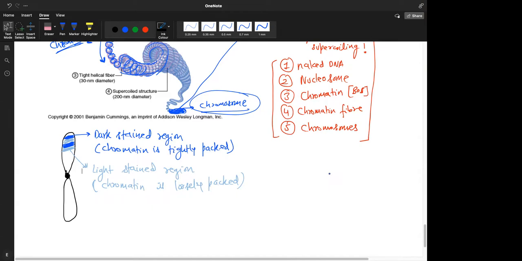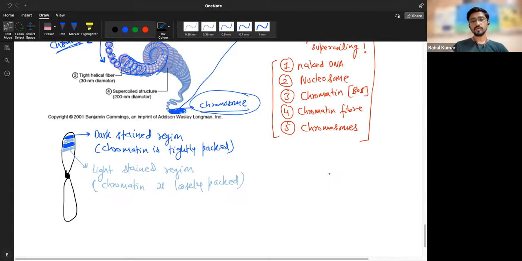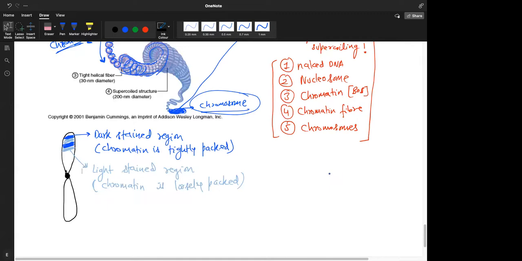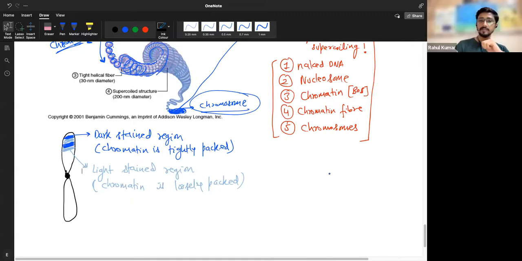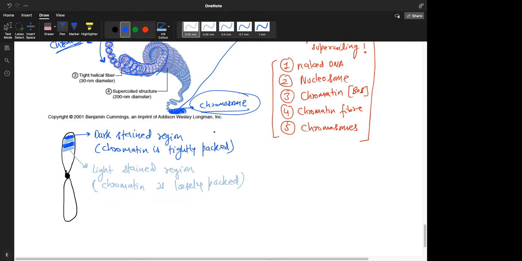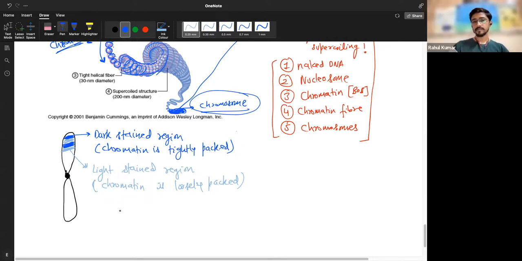So in which region of the chromosome do you think transcription is easy? In the light stained region or in the dark stained region? Light stain. Yes, everyone understands the concept. In the loosely packed region, transcription will be more. Yes, everyone? Yes, I know you understood. So I assume that you understood.